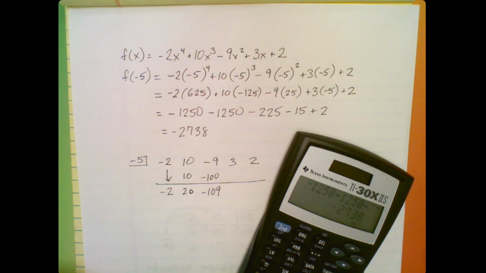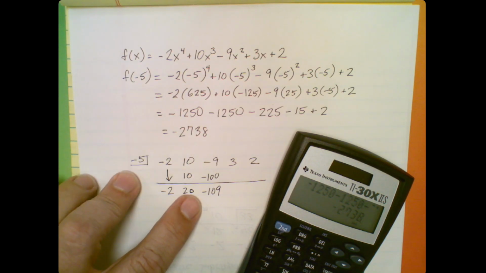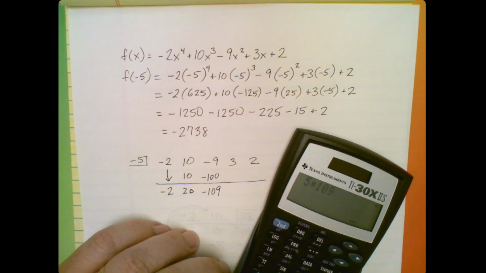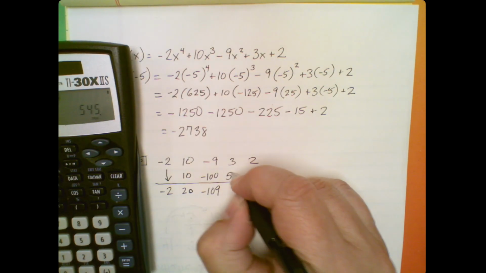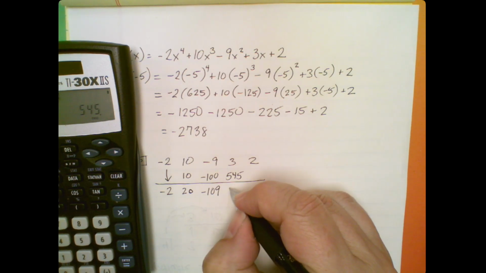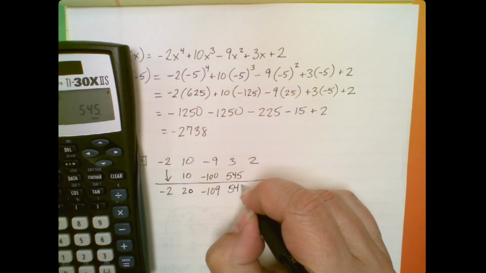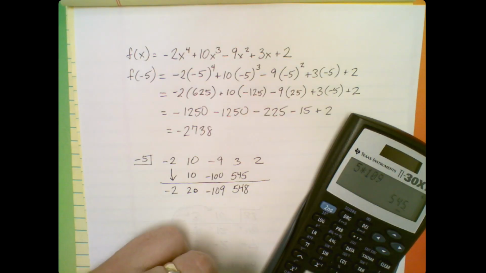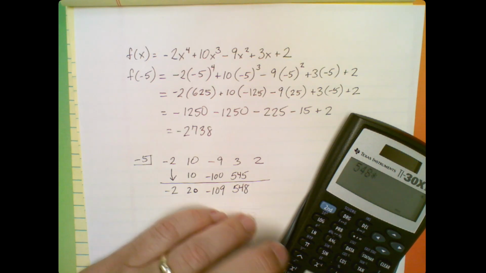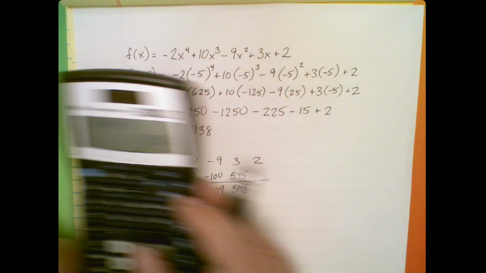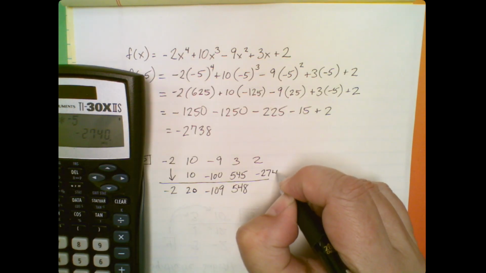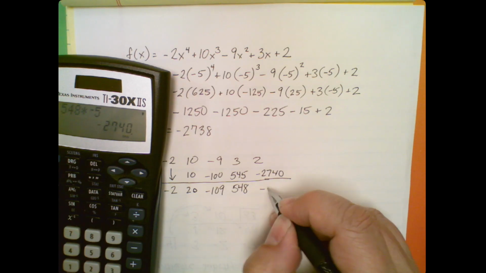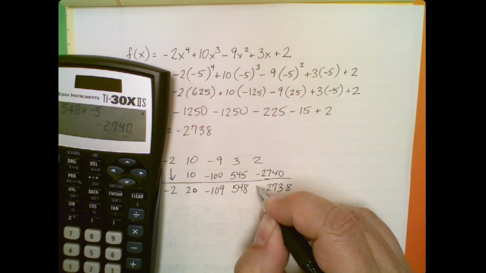Now, this is going to be a positive product, right? -5 times -109 will be positive. 5 times 109 is 545. Add 3 plus 545 is 548. Finally, 548 times -5 is -2,740. And -2,740 plus 2 is -2,738.